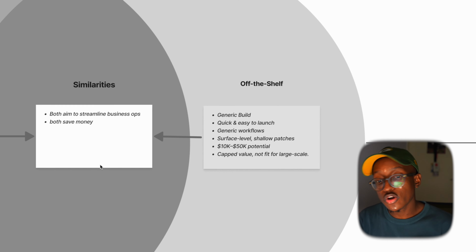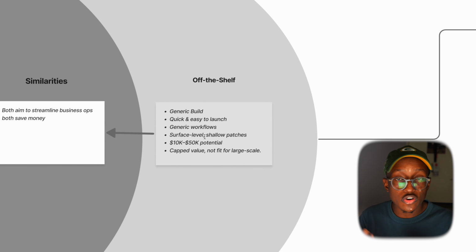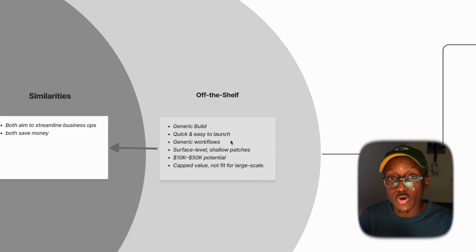And with this, we can then go on to off-the-shelf tools, which are generic builds. They're super generic and they're quick and easy to launch, meaning you can set up within a few days. You will use generic workflows, meaning you just use the pre-built workflows and you'd have to customize them, which might be a steep learning curve for you, especially since you're just trying to build and start generating as much revenue. You may not have time for that, and with that, you have surface-level, shallow patches. You won't have those deep-rooted problems solved, because it's not specifically built for your business.